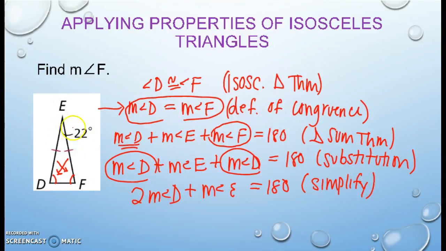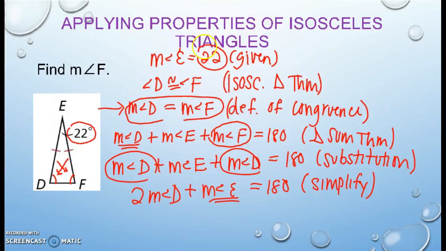Now, I am given that E is 22 degrees. So I could have put that at the top: the measure of angle E is equal to 22. That was given at the very beginning, so I should have stated that. Now I'm going to replace the measure of angle E down here with 22 degrees. So 2 times the measure of angle D plus 22 has to equal 180. That's just by substitution.